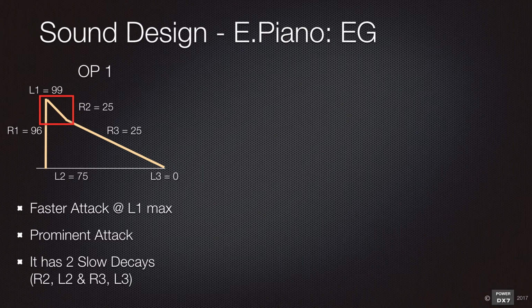For operator 1, its envelope has fast attack at maximum level. It has 2 slow decays at rate 2 and rate 3. Note that level 2 is set to 75, so this creates a prominent attack tone from level 1, 99, to level 2, 75. The main decay is controlled by rate 3, which is 25, as level 3 is set at 0, slowly decaying to level 3.